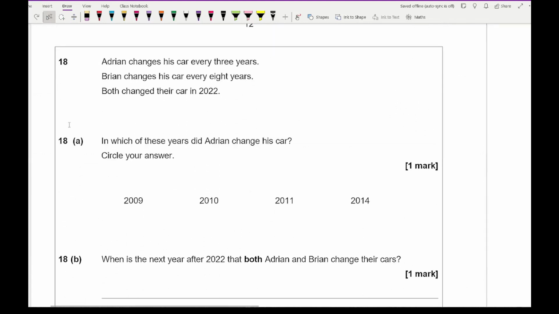Moving on to question 18, it says that Adrian changes his car every 3 years. Brian changes his car every 8 years. Both changed their cars in 2022. So it says, which of these years did Adrian change his car? We're looking at Adrian. If we know that he changed it in 22, now all the options are less. So if Adrian changed his car every 3 years, if I take away 3, that becomes 2019, then 2016, then 2013, then 2010, which is my second option. What I'm doing is looking out for when one of these options comes up.